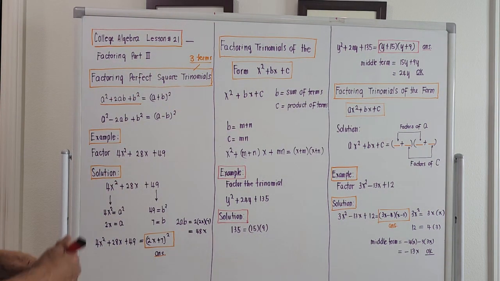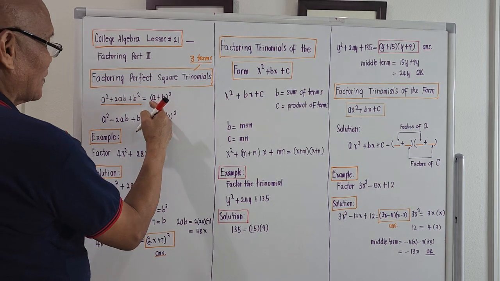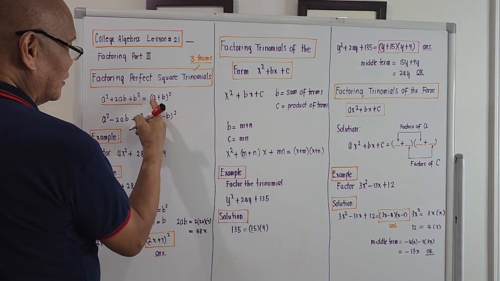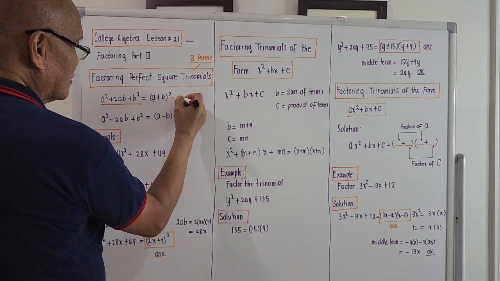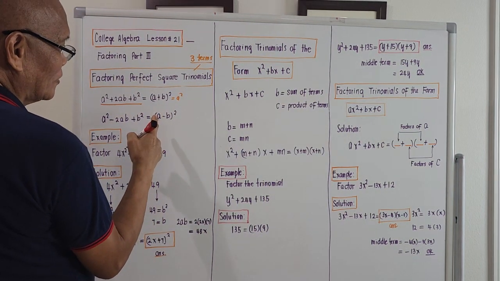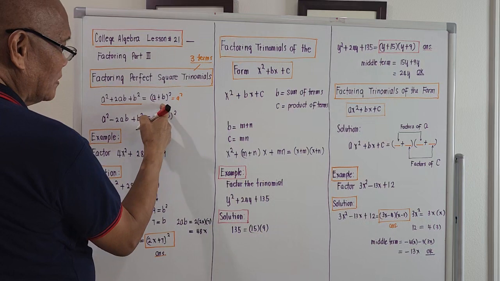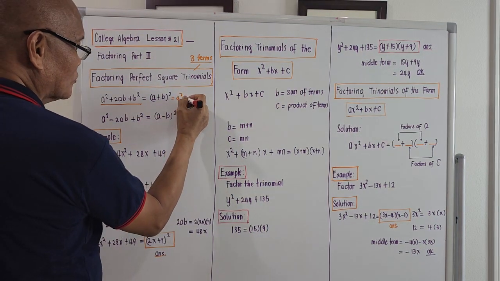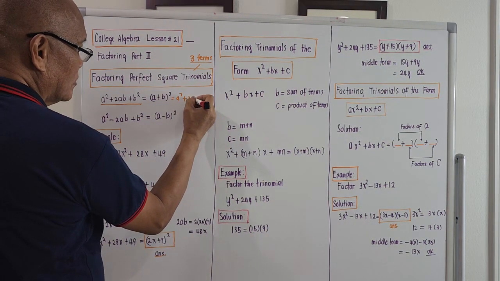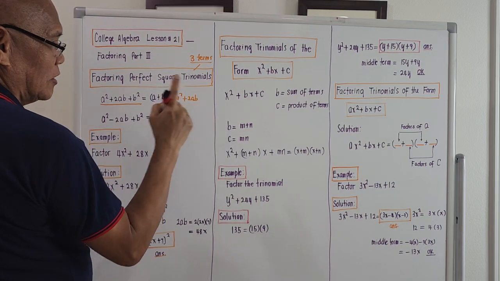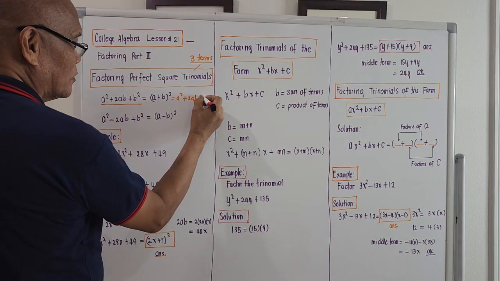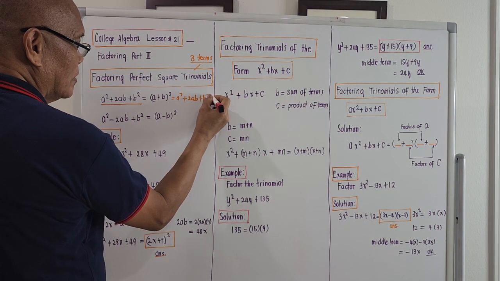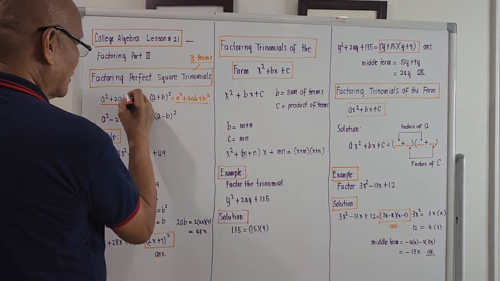You can see it. If we try to expand this one, it will be the square of the first one, that is a squared. The middle term is the product ab times 2. This is plus 2ab. And the last part is the square of the second term, that is plus b squared. And this one here is actually this.